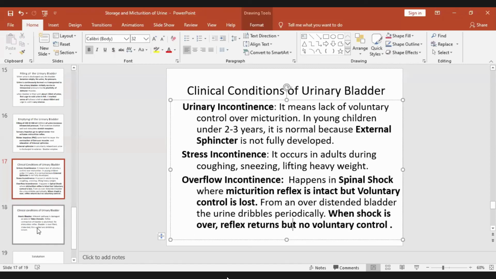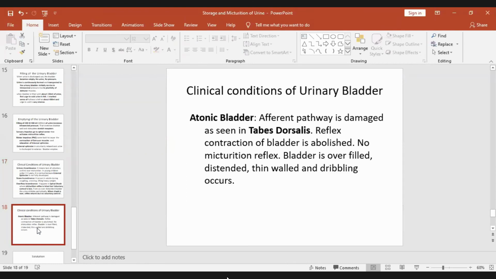And then we come to the last part, the clinical condition of the urinary bladder. Atonic bladder. Atonic bladder happens whenever the afferent pathway is damaged. Afferent pathway. By this time, you might be remembering from anatomy that all the sensory fibers are coming to the posterior horn cells. From the posterior horn cells, some of them go to the posterior columns, and some of them cross, and some of them come to the lateral horn cells or anterior horn cells. Now this is what we call the afferent pathway.